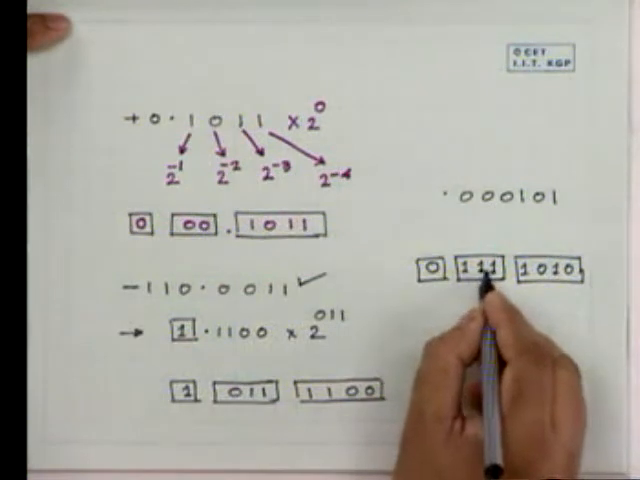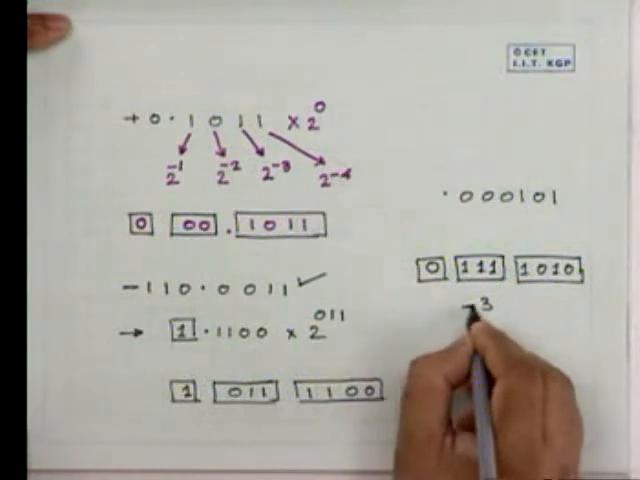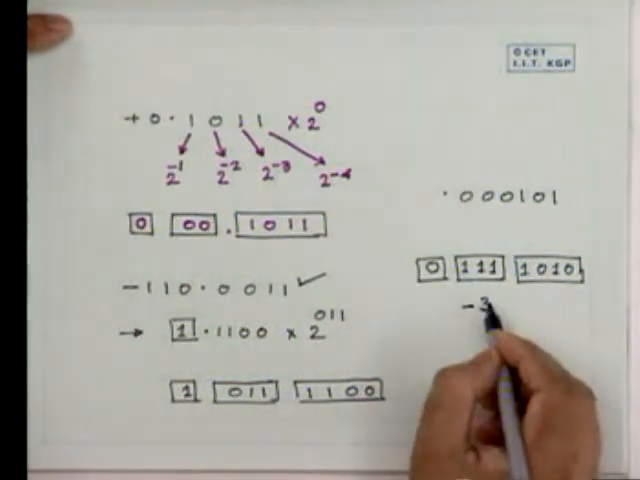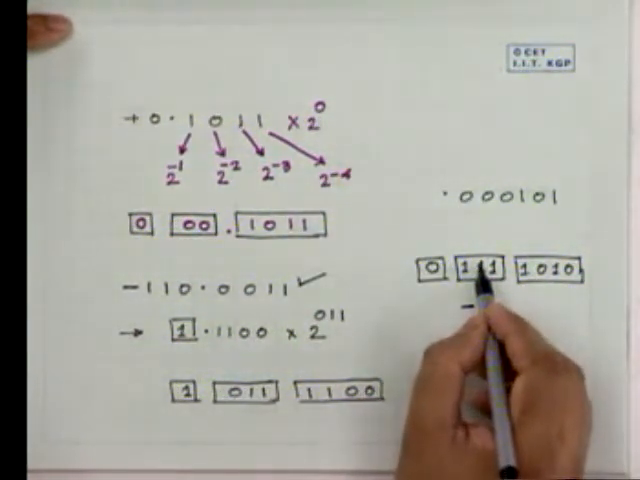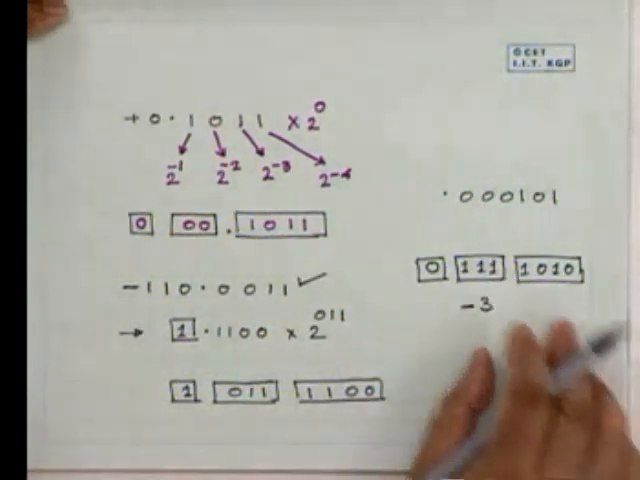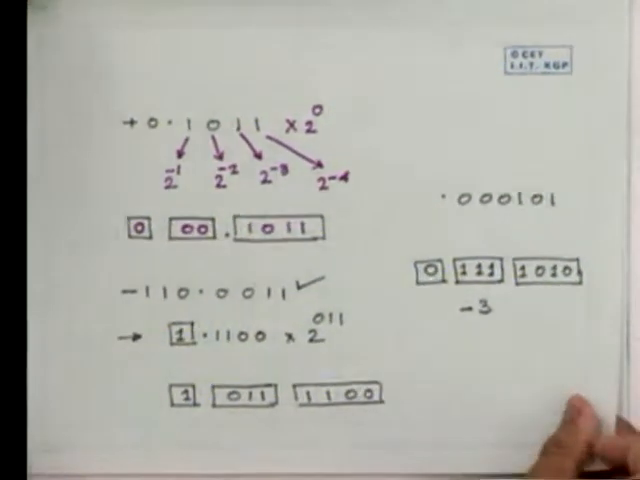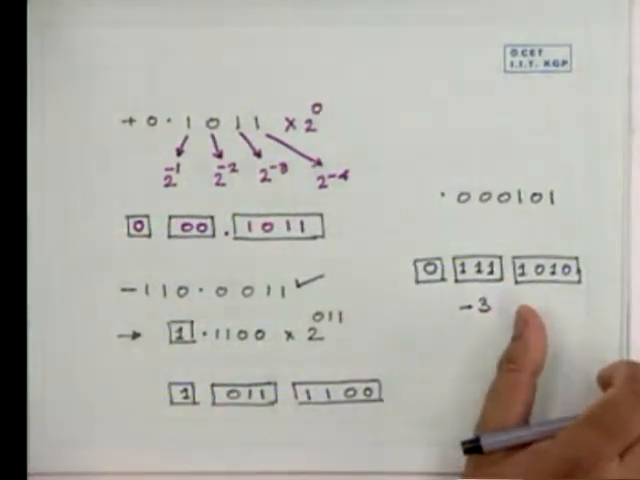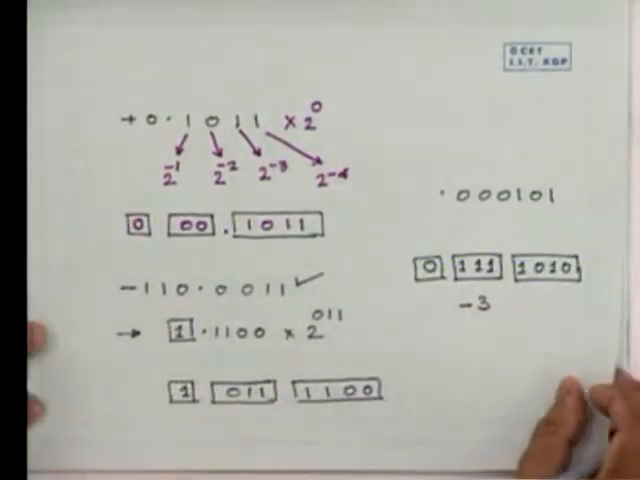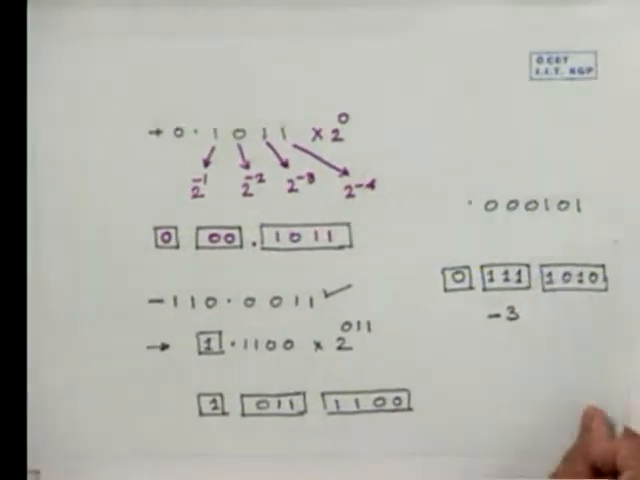Now, I have represented this minus 3 in the sign magnitude form. Naturally, we can represent it in the 2's complement form also. Exactly how it is represented, we'll come to in the next few seconds. If we do it this way, then we can represent any floating point number. Let's see the property of the floating point number.